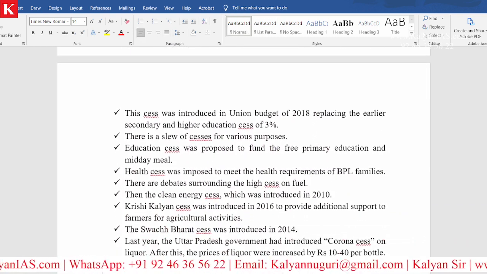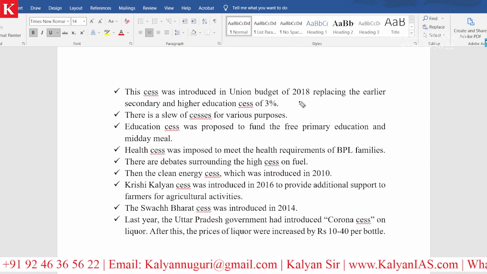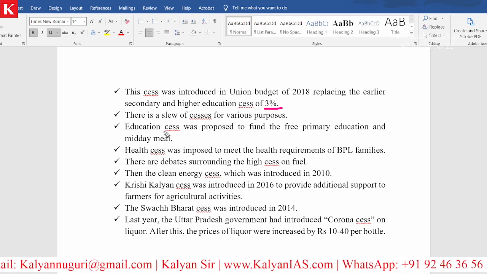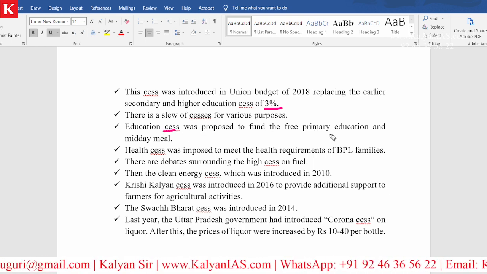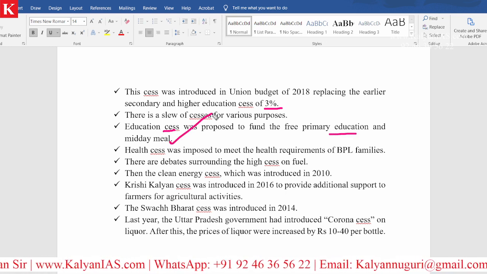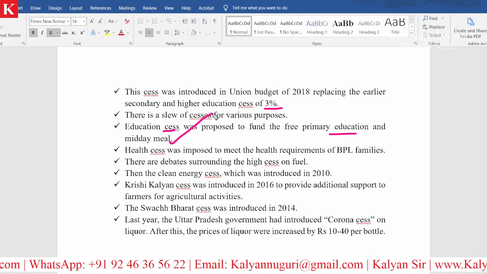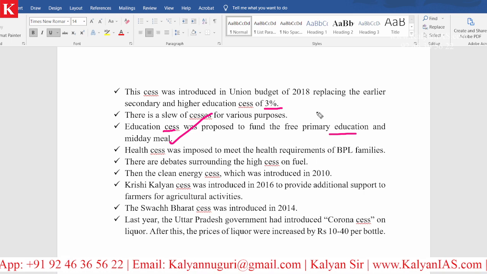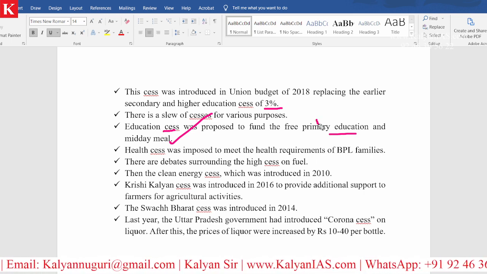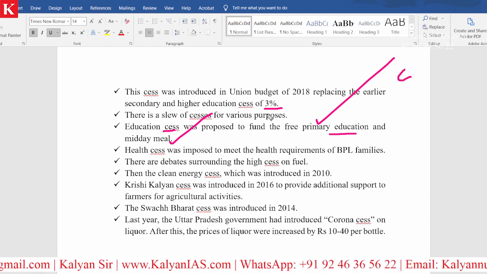Look at this. Earlier, in fact, it was 3%. Now it is made 4%. And education cess was proposed to fund free primary education and midday meals. We know that in India, children have a right to education, right? So that is free and compulsory education. For this reason, you need to have money, and the government is imposing cess, right?